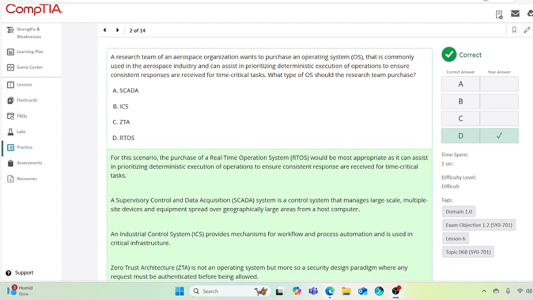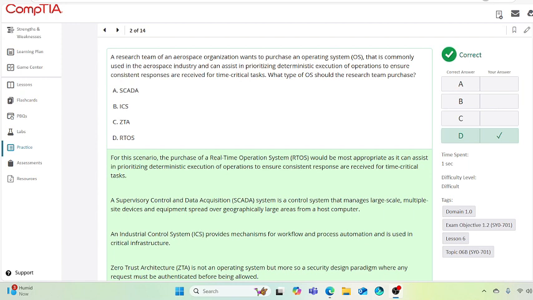A research team of an aerospace organization wants to purchase an operating system that is commonly used in the aerospace industry and can assist in prioritizing deterministic execution of operations to ensure consistent responses are received for time-critical tasks. What type of operating system should the research team purchase?